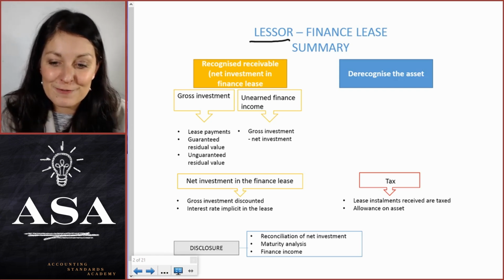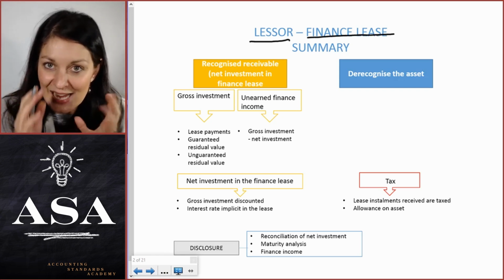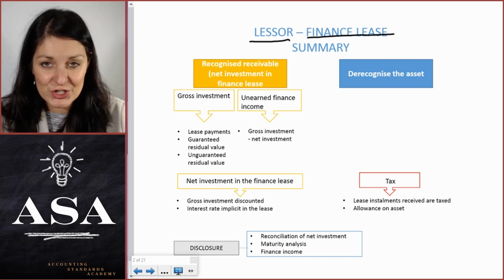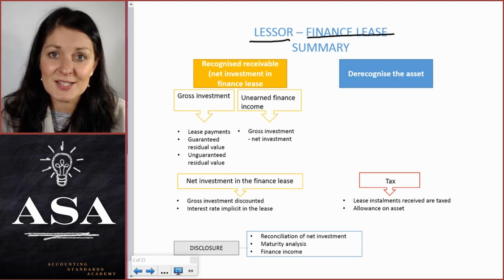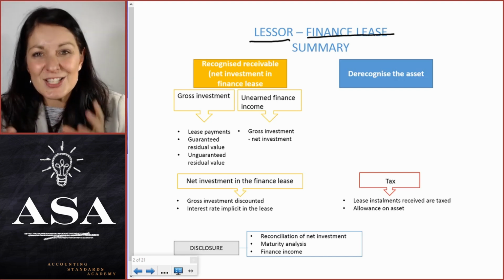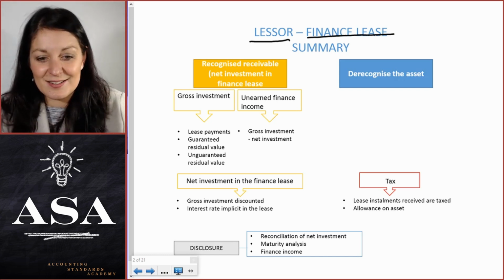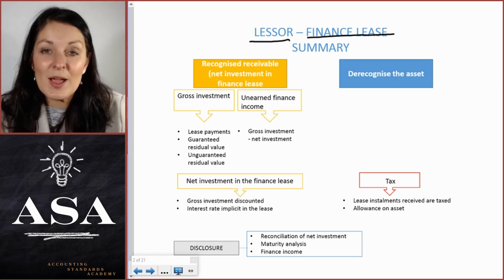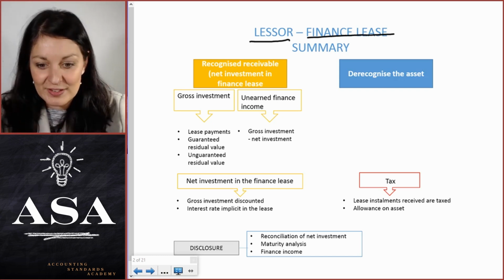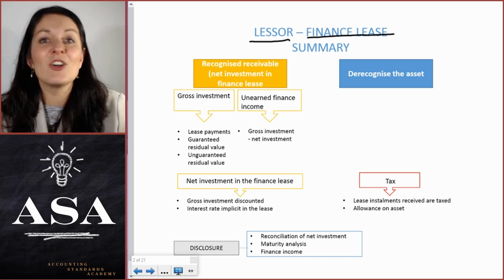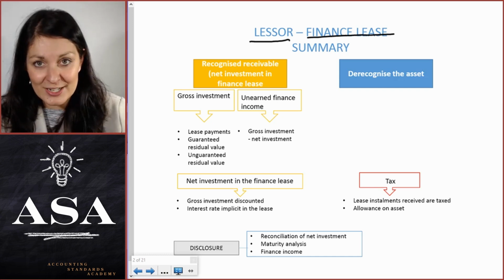Now, when we deal with a finance lease, it means that we're saying that substantially all the risk and rewards of ownership of this asset passed to the lessee. So in essence, we don't have the asset in the records of the lessor because we have disposed of it, if we can call it like that. So we've actually sold the asset and we are just financing this transaction.